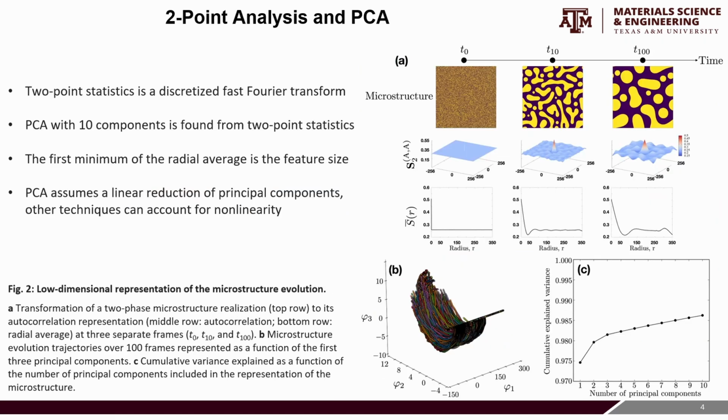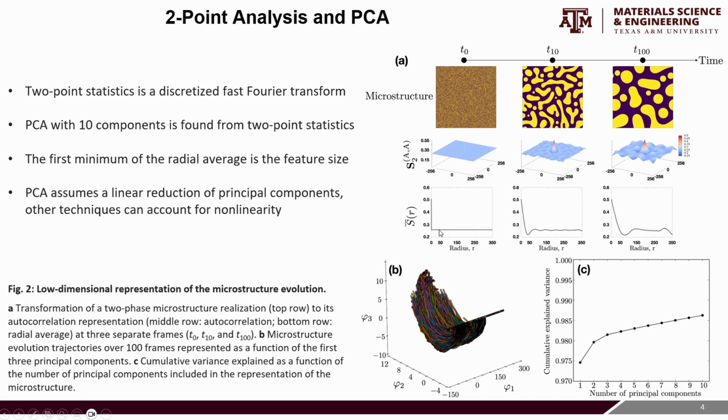2-point statistics is a discrete fast Fourier transform that allows us to find different measures of the phase field model that help us understand how accurate it is. It was found here that 10 principal components can account for about 98% of the variance, so that's what the researchers chose to use.